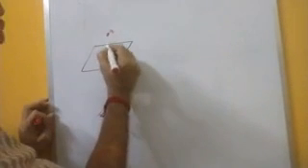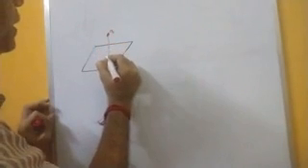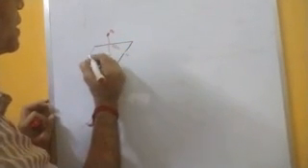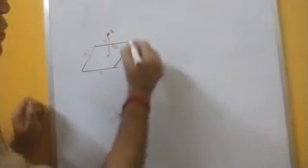Clear? So this is at a distance a by 2. This is a distance a. This is a distance a. So it is a square. So we will be finding the flux through this surface. Clear? So how is this possible?